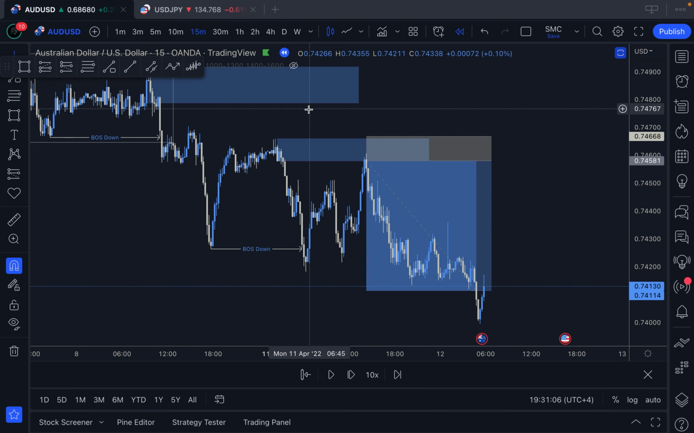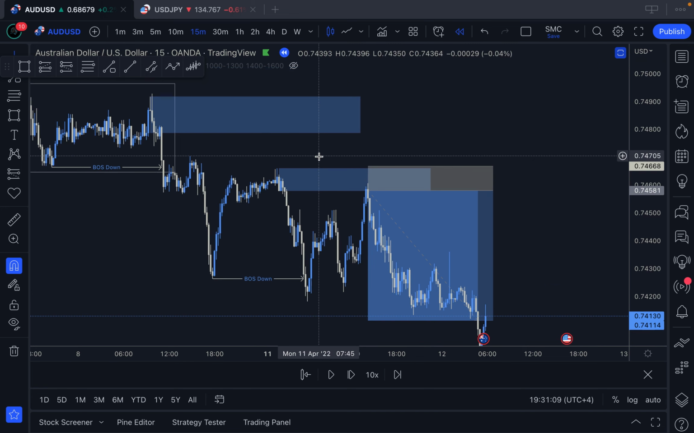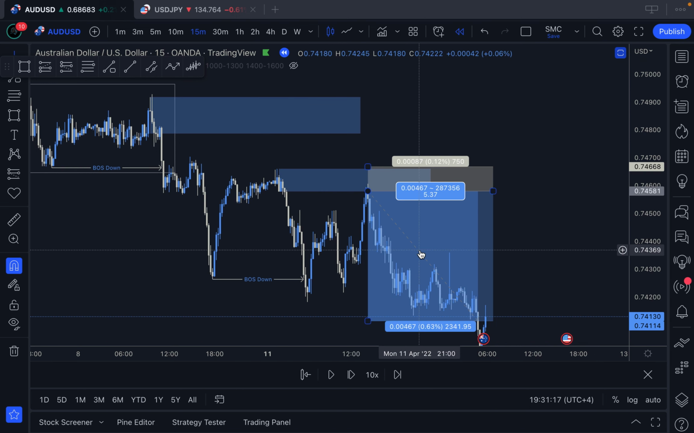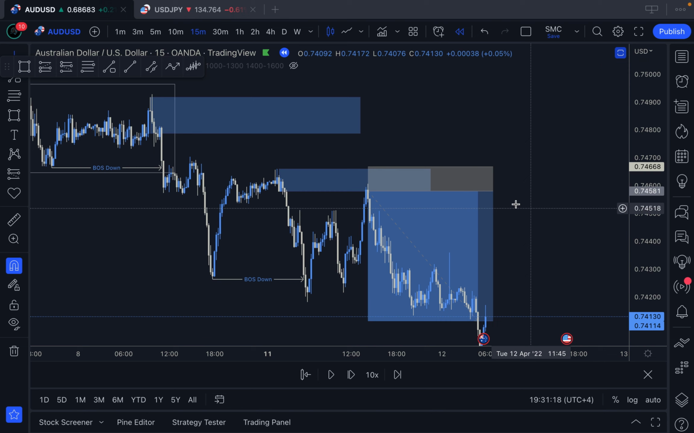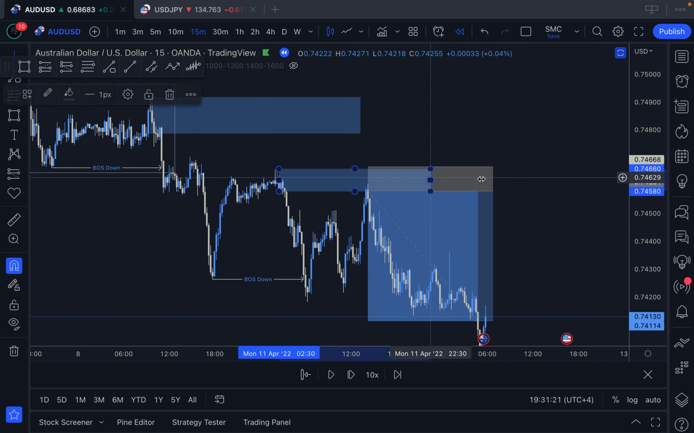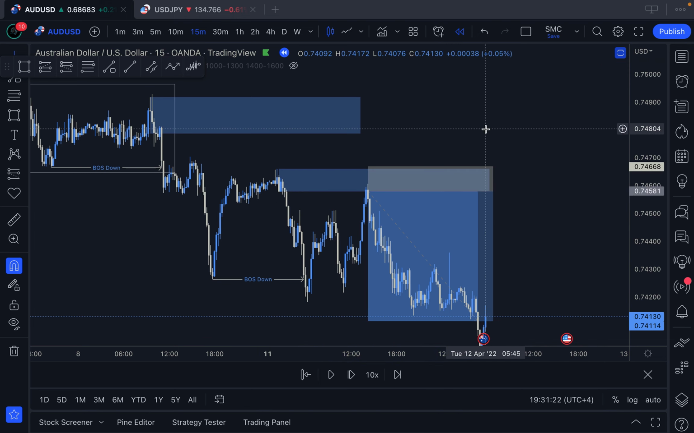So it doesn't mean that every single time you're going to get tapped in, like what just happened over here. We just missed it completely. We broke another structure, but we came back to a certain level from which we could take a sell off. So if you guys are patient enough, you'll always find an entry, and you can be profitable.